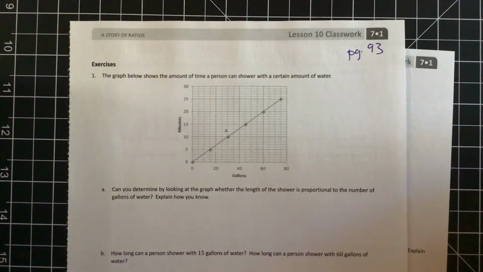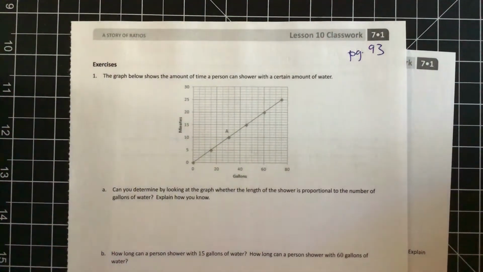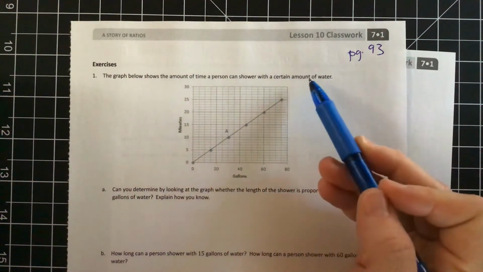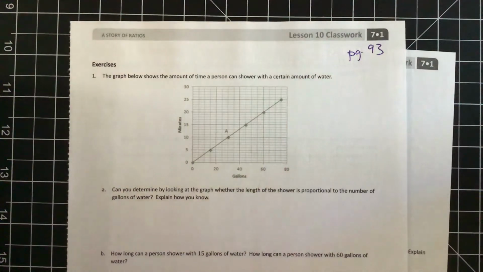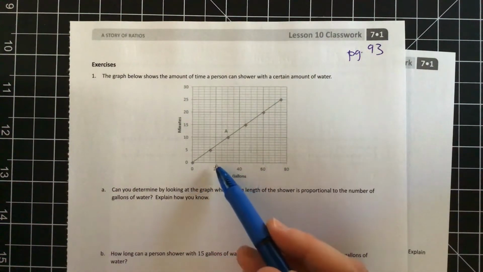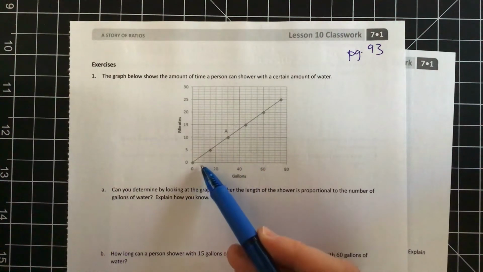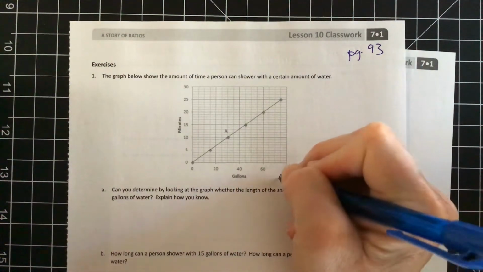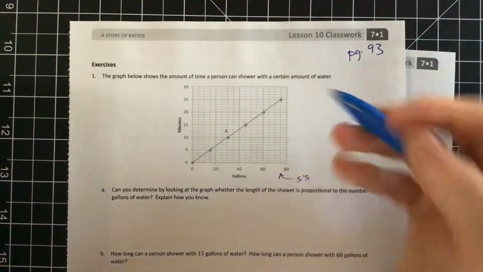Hi guys, we're continuing lesson 10. This is page 93 and the graph shows the amount of time a person can shower with a certain amount of water. You'll notice the gallons down here, and it looks like we're scaling by something because already there's 20. So 5, 10, 15, 20, 25. So we're going by fives here in case you don't realize that.